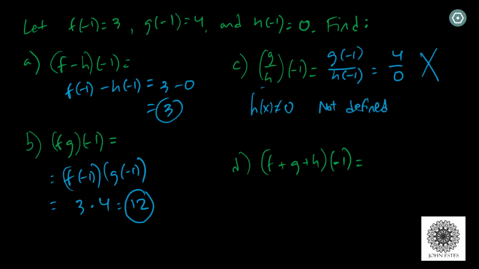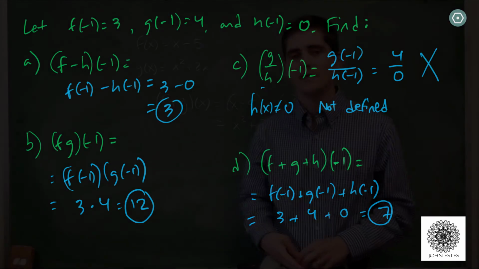Alright, now for part D, we have f plus g plus h of -1. So that's a function that is composed of adding all three f, g, and h functions together. This is still a function though, and its output when you plug in -1 should simply be f of -1 plus g of -1 plus h of -1. Okay, so that's going to be 3 plus 4 plus 0, and I get 7 as a result.